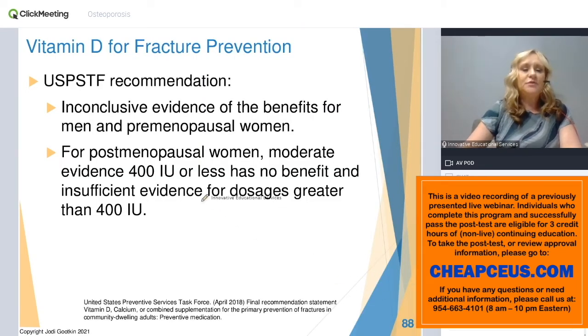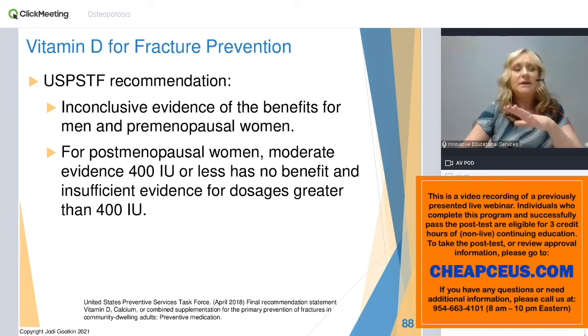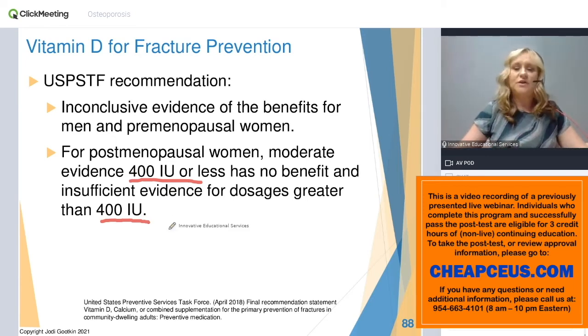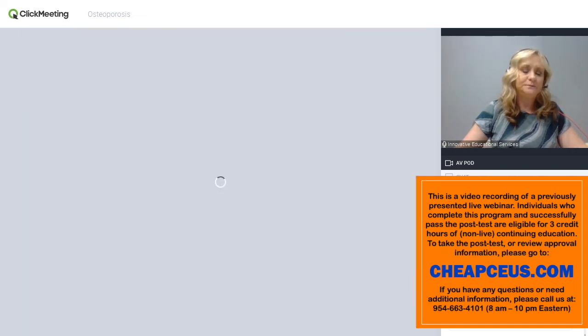For fracture prevention, as I mentioned, the recommendations are varying. They're still trying to figure out how much vitamin D specifically for fracture prevention. The one study that I could find said that in postmenopausal women, less than 400 IUs has no benefit. They know that, but there's insufficient evidence that greater than that is protective. So they're still trying to figure out those recommendations specifically for fracture prevention.